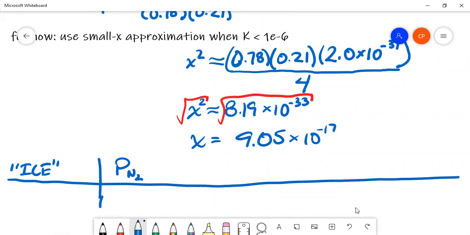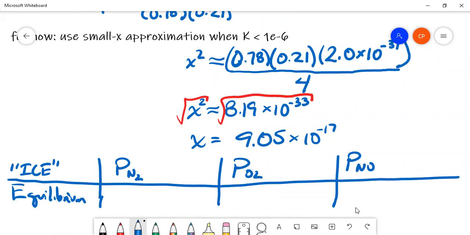Pressure of N2, pressure of O2, pressure of NO. The equilibrium values were 0.78 minus x, and 0.21 minus x, and 2x.